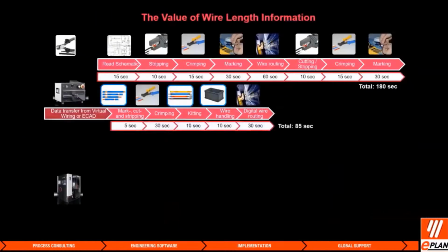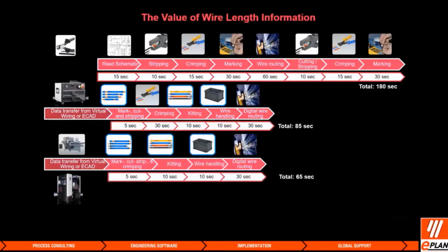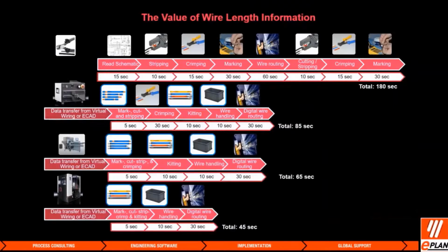Just to move on here a little bit, let's talk about what it actually means to be able to know what the wire length is. When we were talking at the beginning about the manual process, these are all the steps that we talked about: reading off of a schematic, stripping, crimping, marking, wire routing, and then doing all of those processes on the other end of the wire.